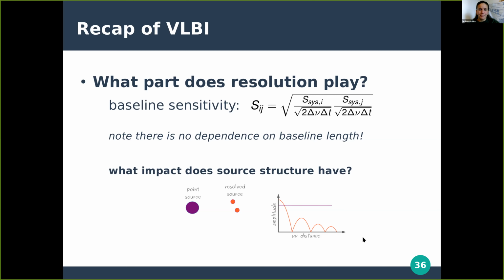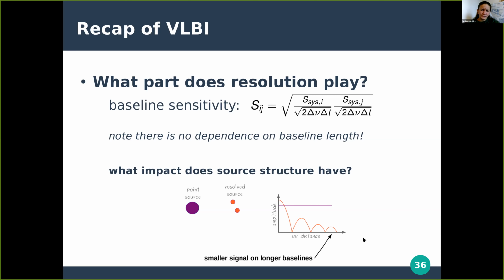However, as you go out in baselines, you'll see that the amplitude decreases as a function of UV distance. And this is really a problem because this means we have smaller signal on longer baselines. So your signal to noise on longer baselines is decreasing, not because your baseline sensitivity is changing, because that is staying the same, but because you just have less signal. So how do we calibrate in low signal to noise situations is really the question that we have to answer.